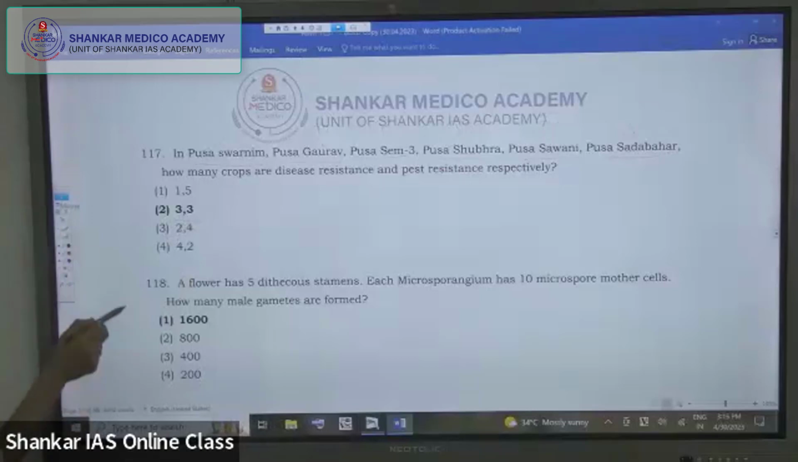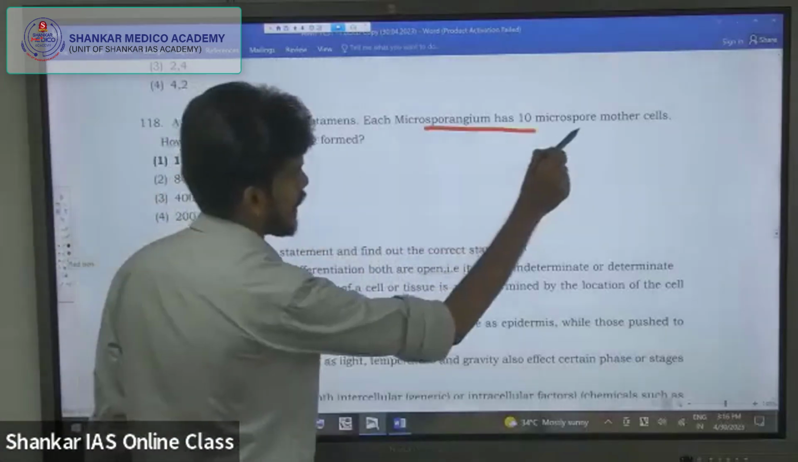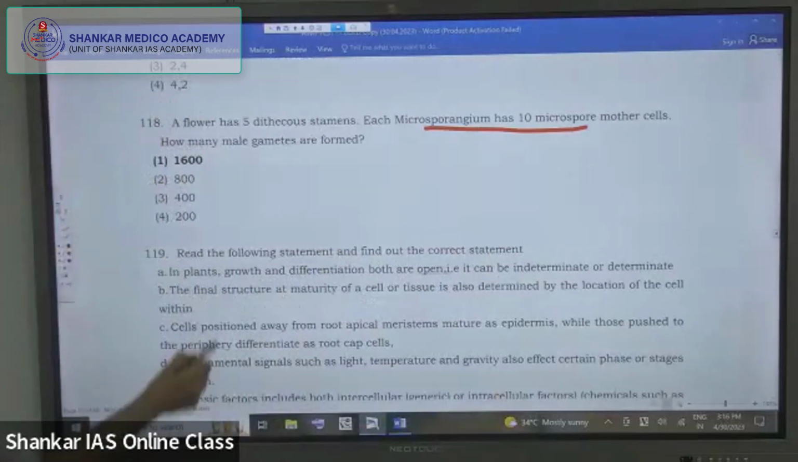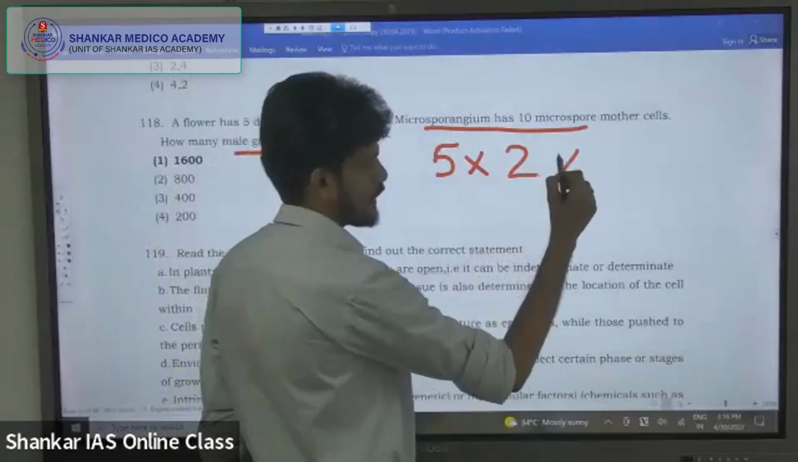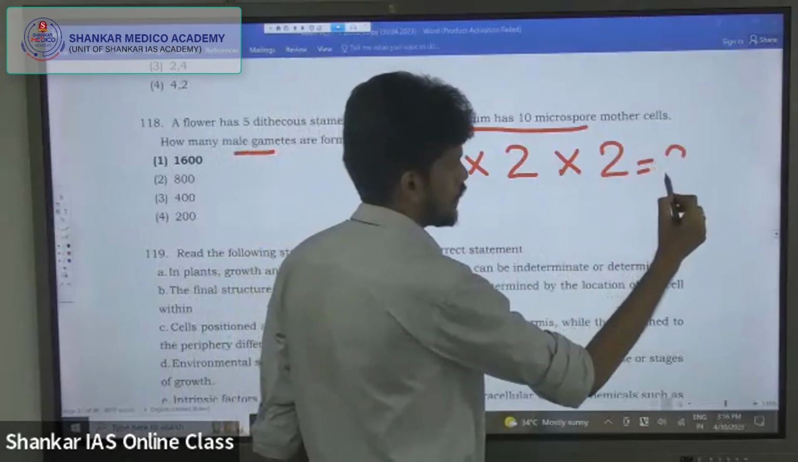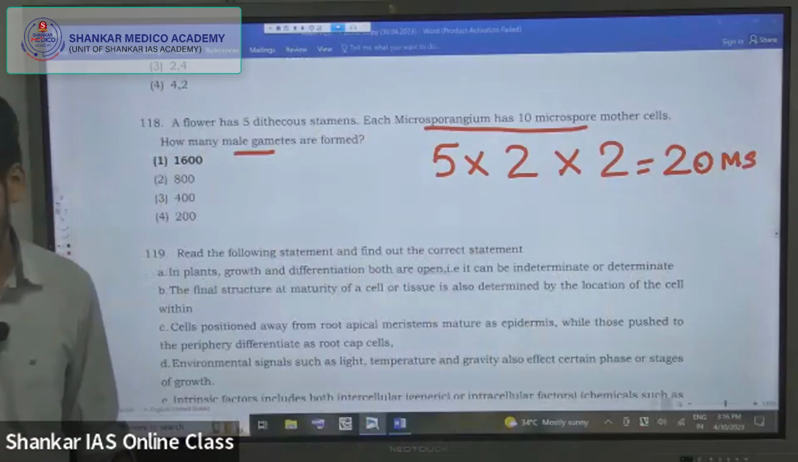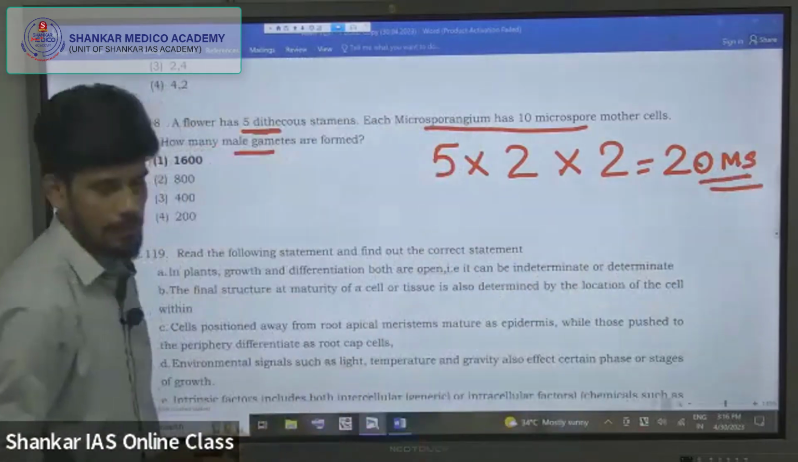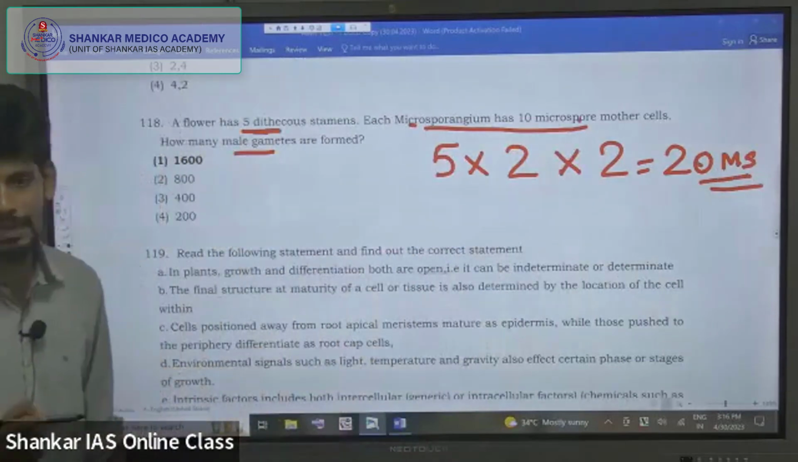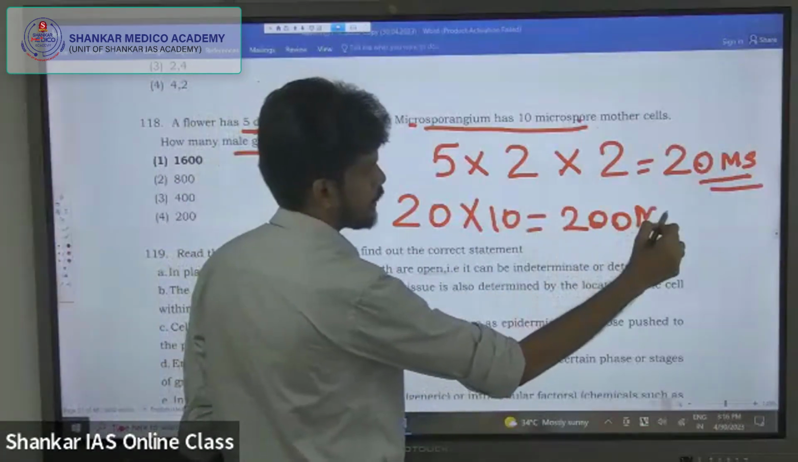Then here they have given that the flower has 5 dithecous stamens and each microsporangium has 10 microspore mother cells. They have asked how many male gametes are formed. Dithecous means 2 thecae, and each theca has 2 chambers. So 5 into 2, 10, into 2, 20 microsporangia will be there. In 5 dithecous stamens, there will be 20 microsporangia. Each microsporangium has 10 microspore mother cells, so 20 into 10, you will have 200 microspore mother cells.